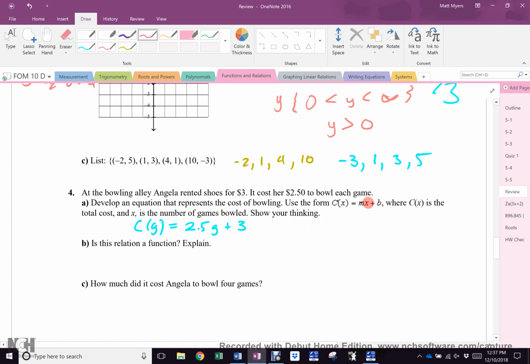But you need a constant of 3, positive, and you need that multiplication, whatever letter you used. Most people in the other class left it as x. I don't know why they would leave games bowled as x, but they did. I made it g for games bowled. That is worth 1. Does anybody need to ask how I got to that? Everybody can do it? Sweet. Is it a function? Yes. Why? x increases by 1, y increases by 2.50. For how long? Forever. Technically forever, but nobody can bowl forever.